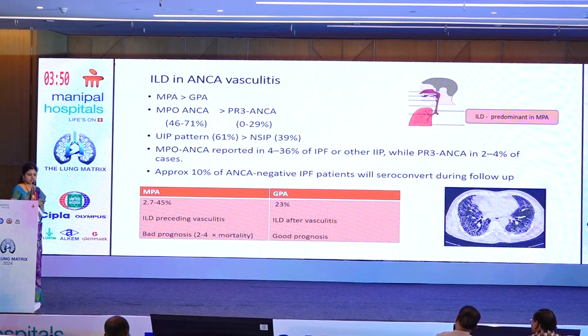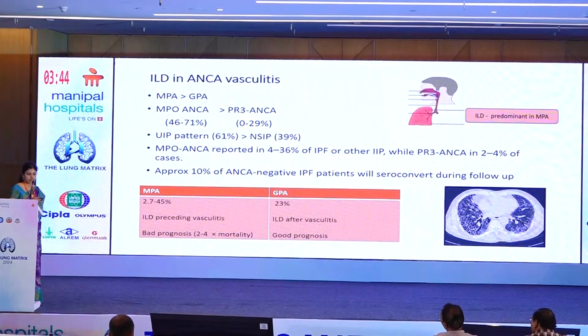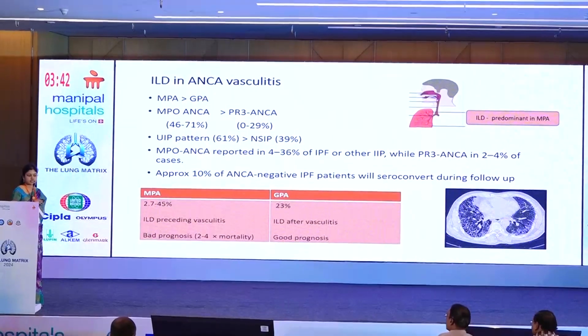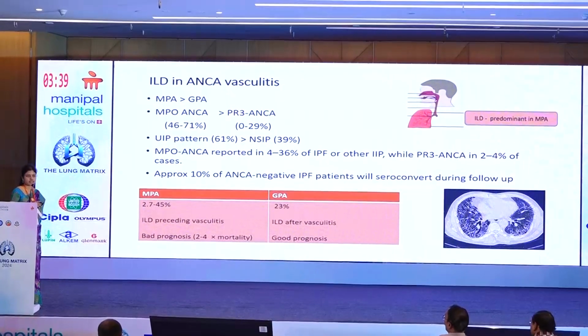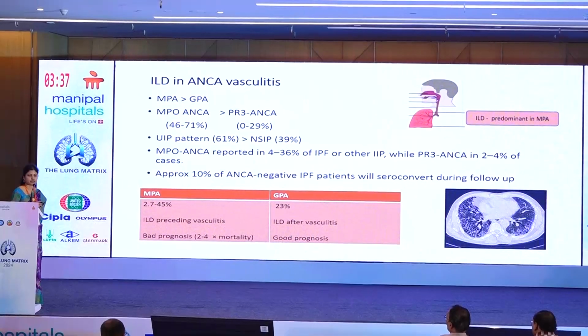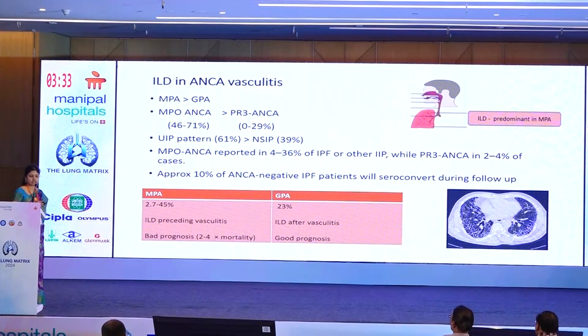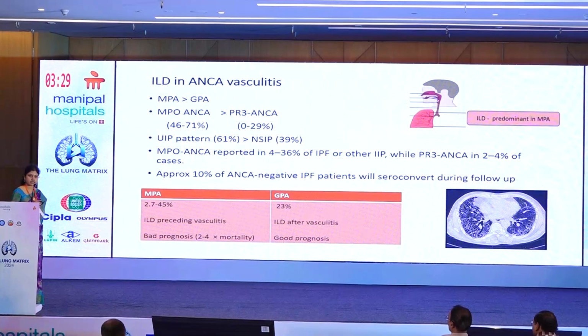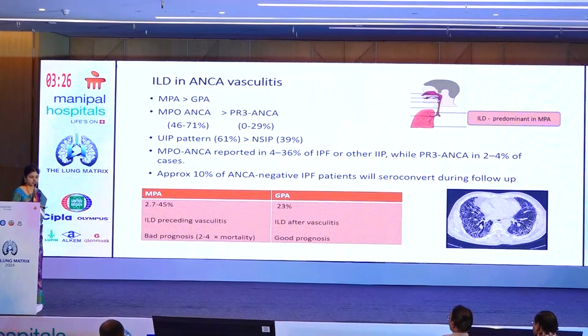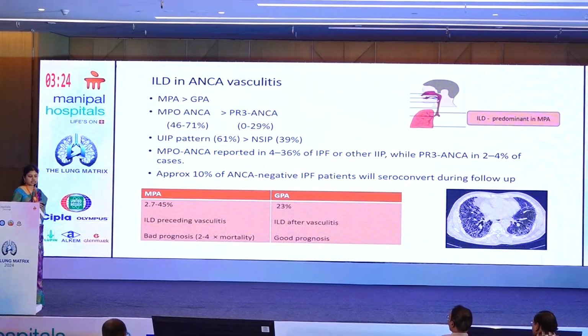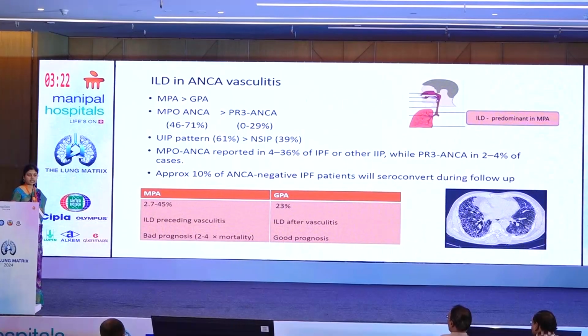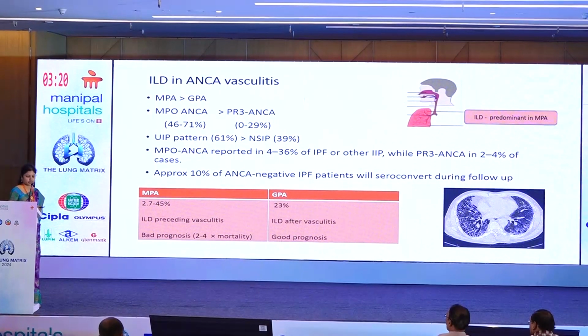Now, previously also in idiopathic pulmonary fibrosis, no guidelines say that we have to test for ANCA in a case of IPF, but the literature shows there is 4 to 36% anti-MPO antibody positivity in cases of idiopathic pulmonary fibrosis, and so we do recommend ANCA testing in any case of interstitial pneumonia or patients having idiopathic pulmonary fibrosis. And at the initial stages, 10% of ANCA negative IPF patients can seroconvert over 1 year.